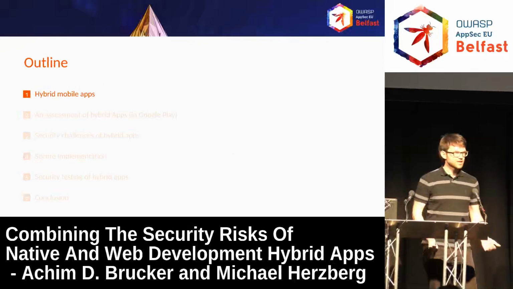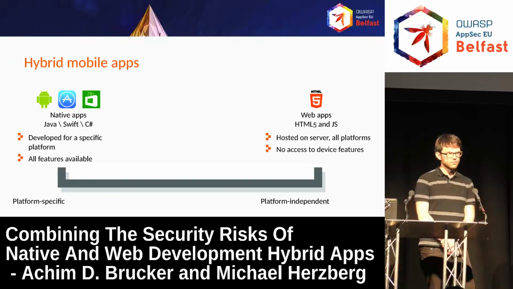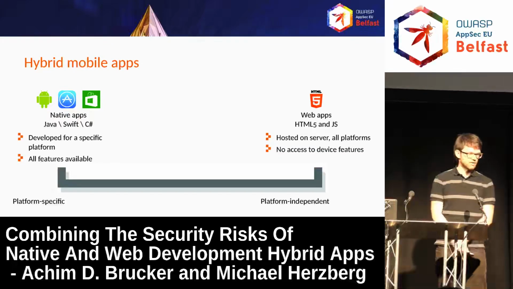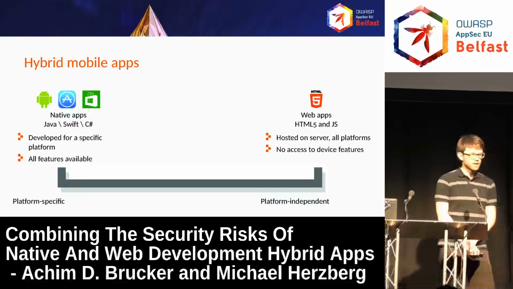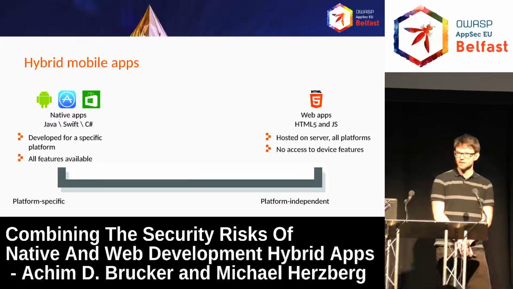So first of all, what is a hybrid mobile app? Traditionally, you have two approaches to mobile app development. On the one hand, you can develop a native app written in Java, Swift, or C#, depending on the platform that you're targeting. With these kinds of apps, you usually have all features available that the platform provides, such as GPS or camera access. But they are very platform specific. So if you want to target multiple platforms, you usually have to redevelop all of them.